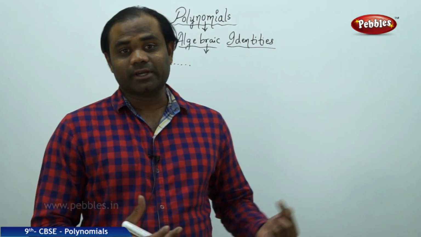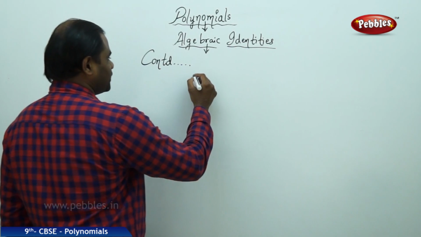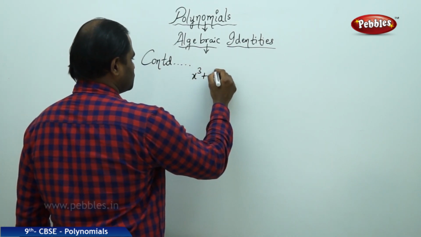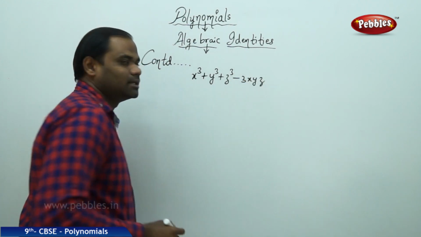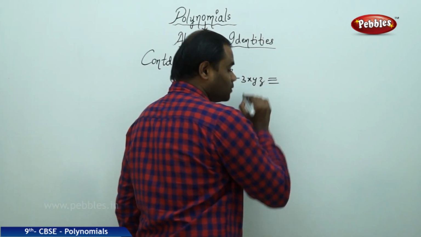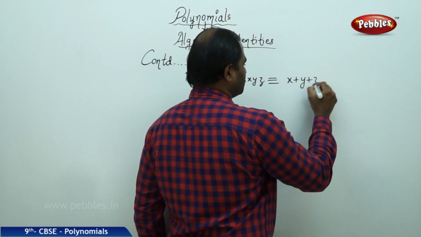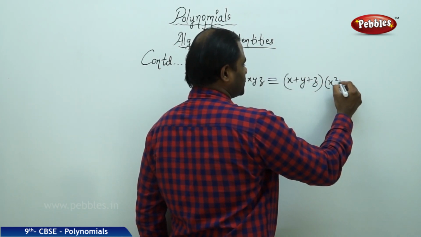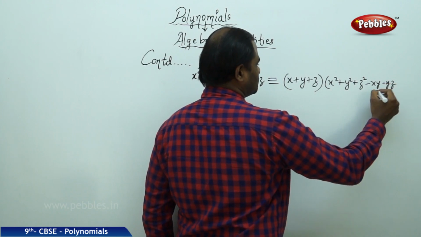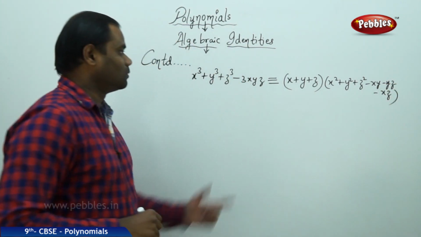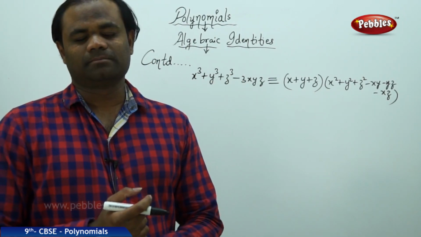Now let's see the continuation of the algebraic identities. The next algebraic identity identified is x cube plus y cube plus z cube minus 3xyz, which is universally identically equal to x plus y plus z times x square plus y square plus z square, is how we identify this.